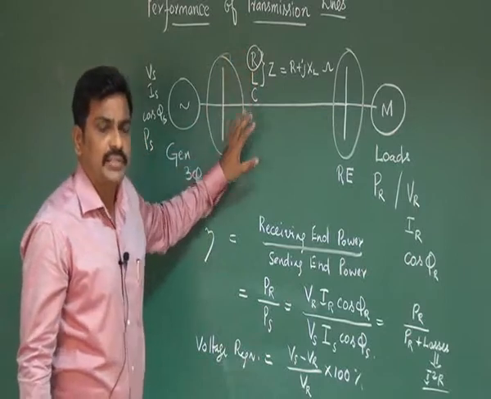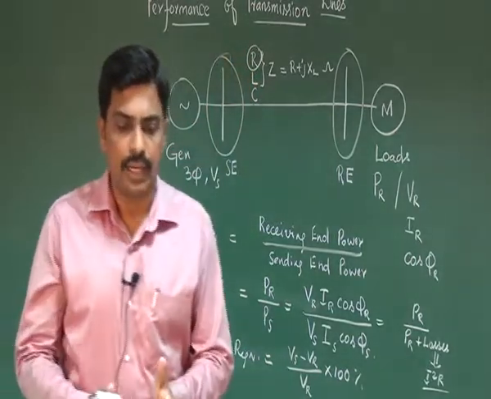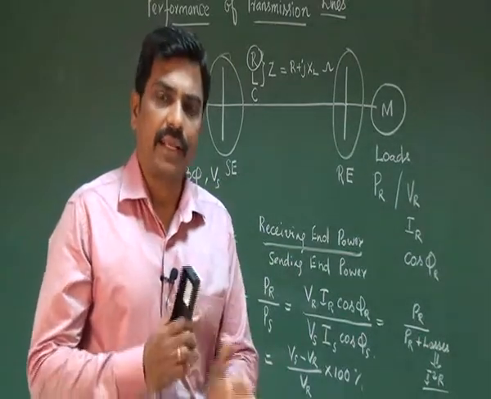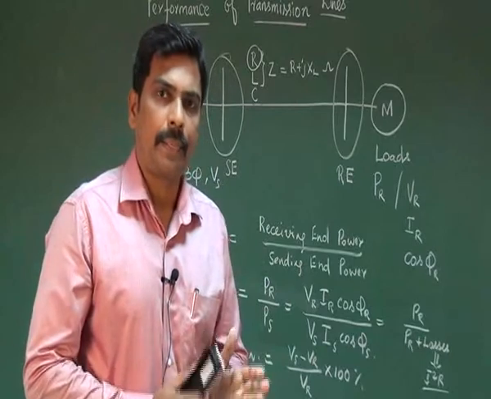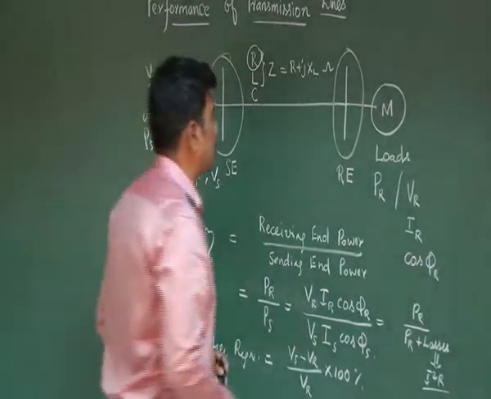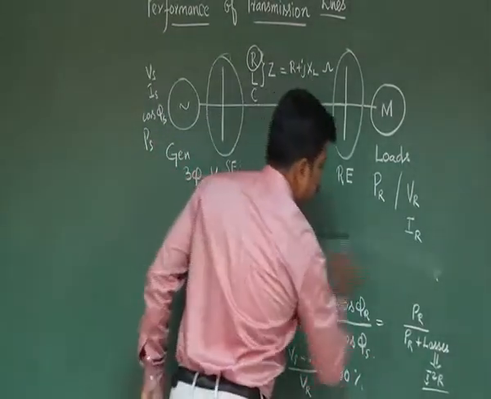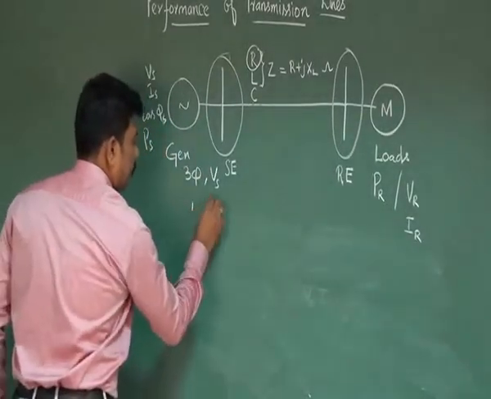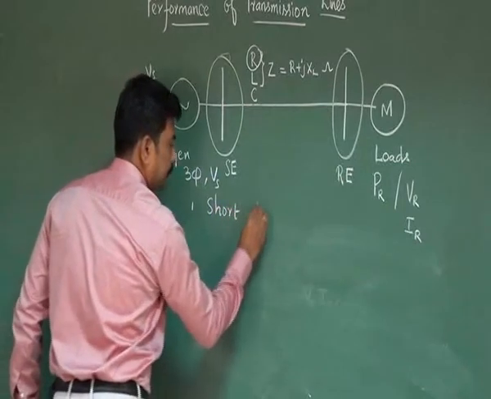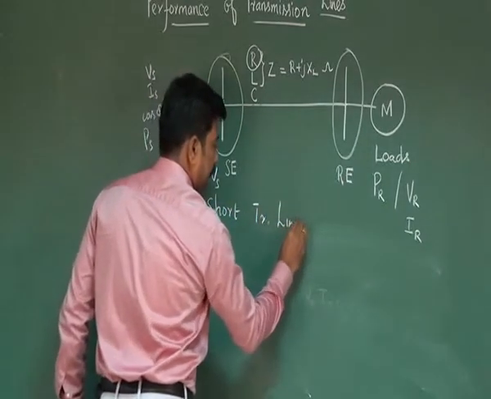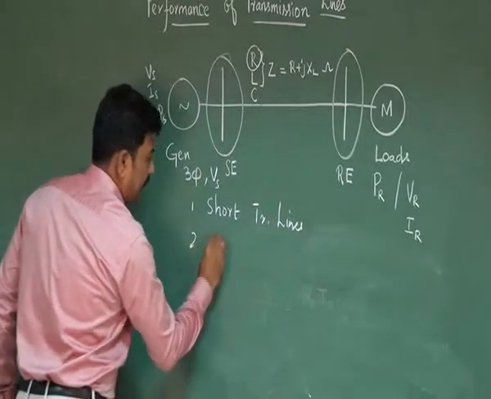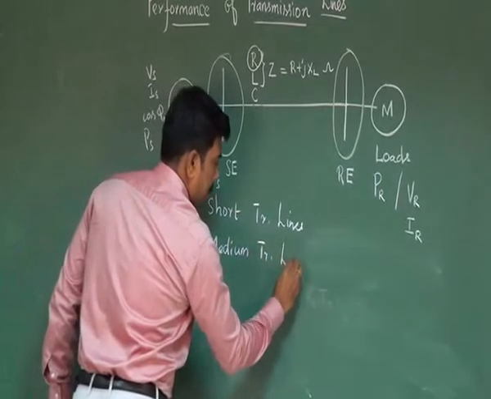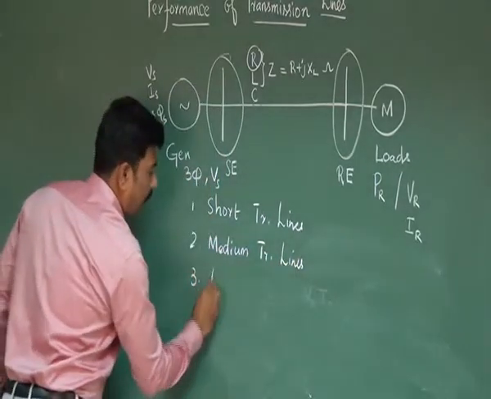Based on the length of transmission lines and the level of voltage at which they are operating, we can categorize the transmission lines. The transmission lines are named as short transmission lines, medium transmission lines, and long transmission lines.